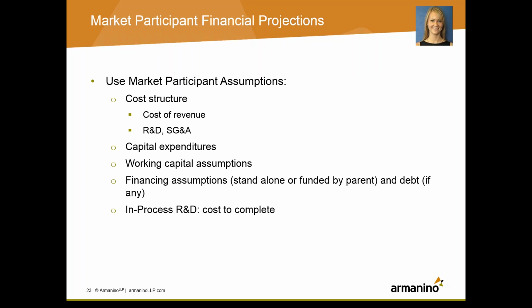So in using the market participant assumptions, this applies to all of their costs and revenue and expenses and growth rates. So cost of revenue, R&D expenses, sales, SG&A, their capital expenditures, all of these items should be based on market participant level. And that last point there, the in-process R&D, the cost to complete this should also be at a market participant level.